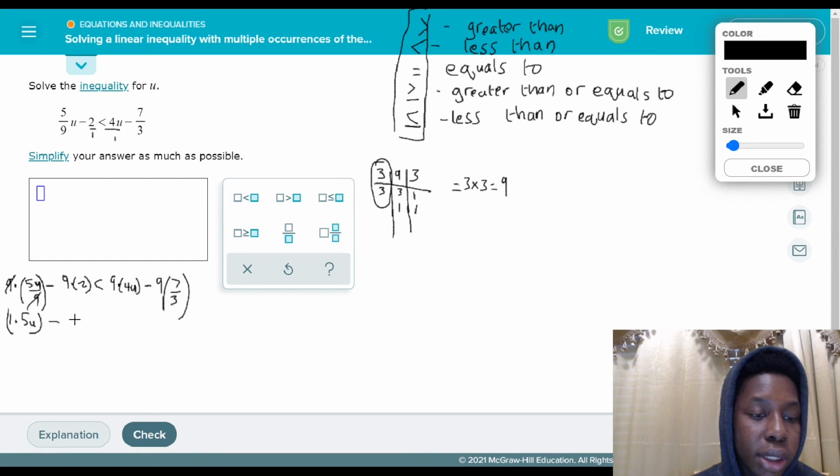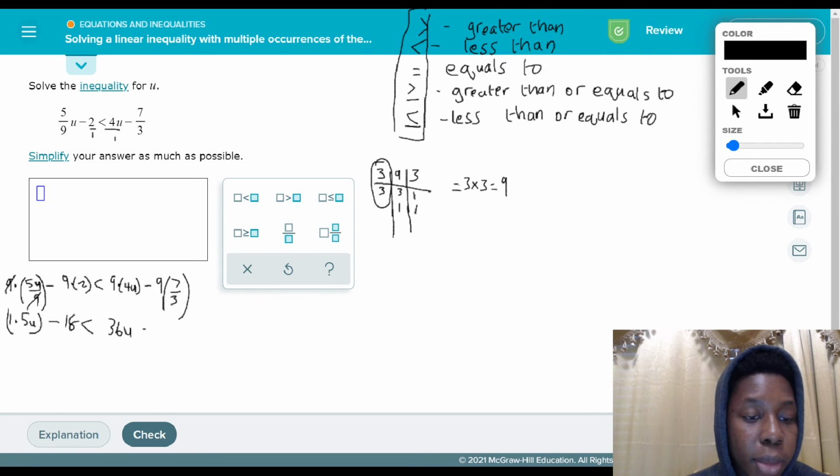In this case, that's an 18, right? That's left with 18, less than 9 times 4u. Okay, so when we multiply 9 times 4, that gives us a 36. And u is only in the 4, there's no u in the 9, so we can just leave u as it is there.